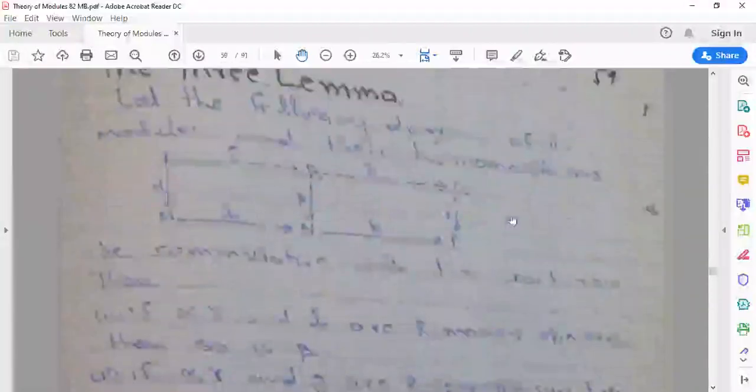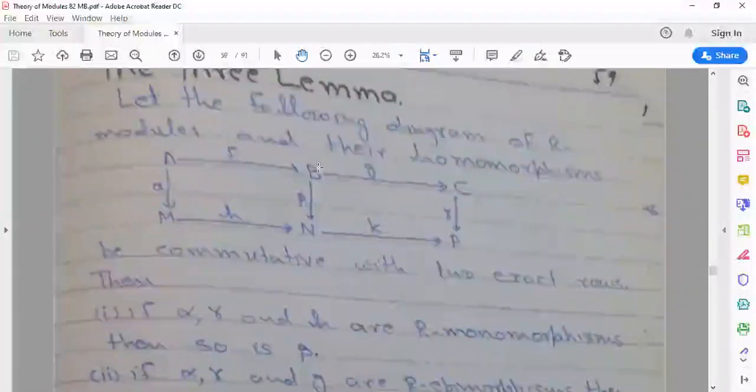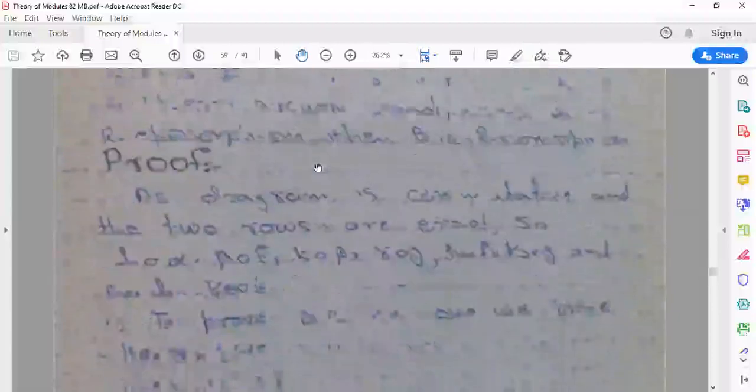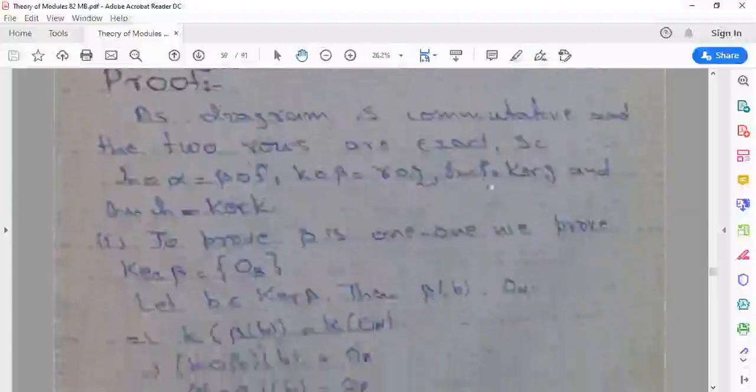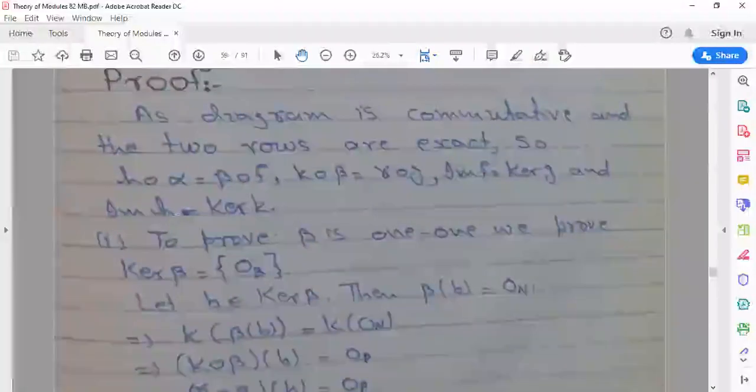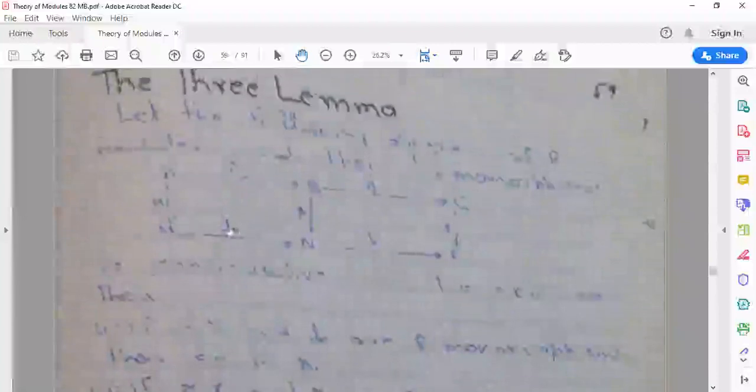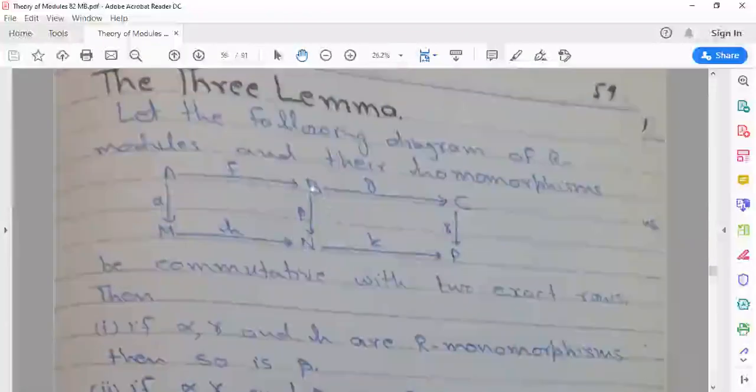Let's see the functions f and g. Image of f is here, and kernel of g also belongs here, because in the previous three lectures we revised two or three times what the image of f is and what the kernel of f is. After this, image of h is equal to kernel of k. These elements belong to M, and the image of f equal to kernel of g, these elements belong to B.